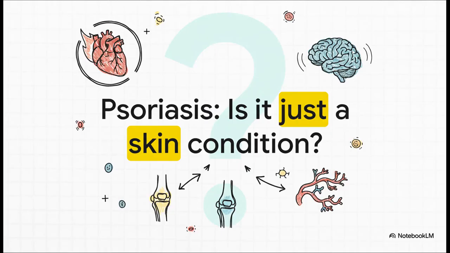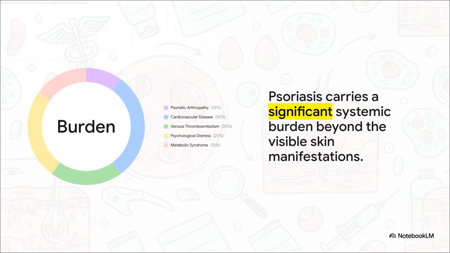So this brings us full circle, back to our very first question. After everything we've talked about, is psoriasis just a skin condition? And the answer has to be a resounding no. Thinking of it that way means you're missing the bigger picture, and you could be missing some really serious comorbidities. The systemic burden here is huge.